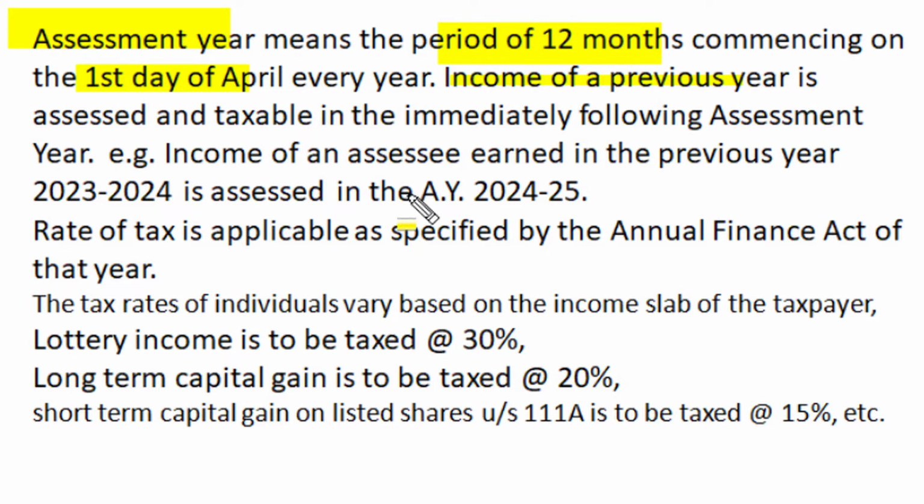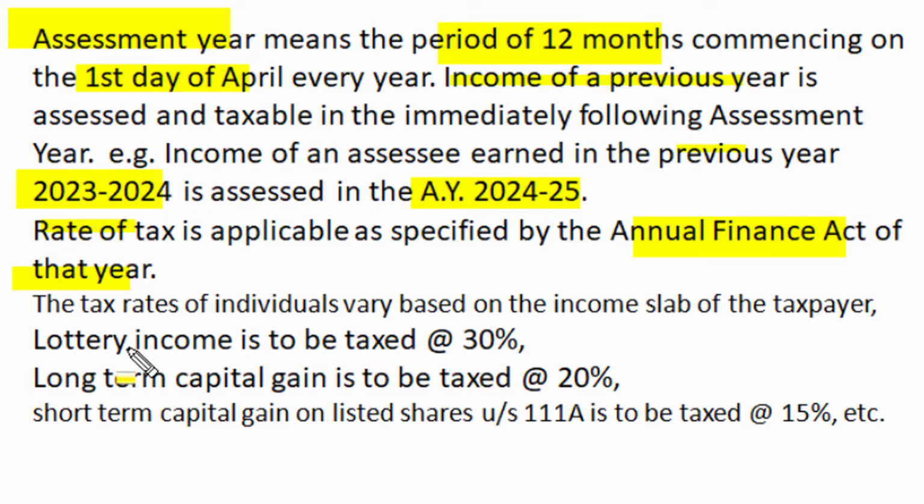So for assessment year 2024-25 for an assessee, income of the previous year, that is 2023-24, is assessed. So income of the previous year is assessed and taxable in the immediately following assessment year. Now the rate of tax is applicable as specified by the Annual Finance Act of that year, which is passed by Parliament when submitted by the Minister of Finance.